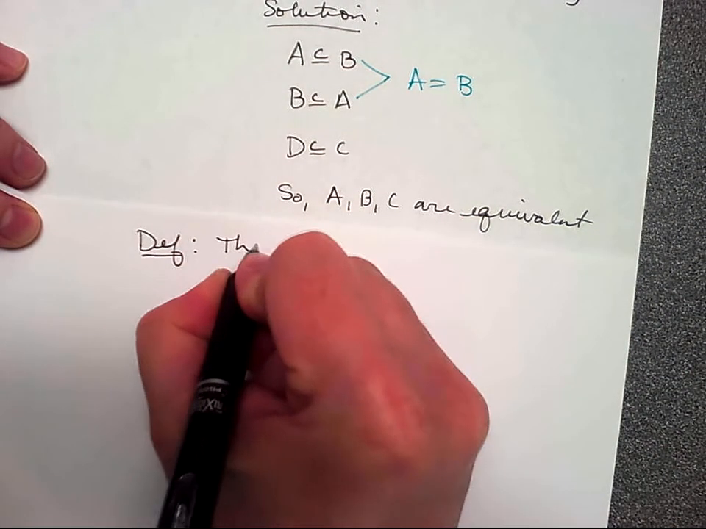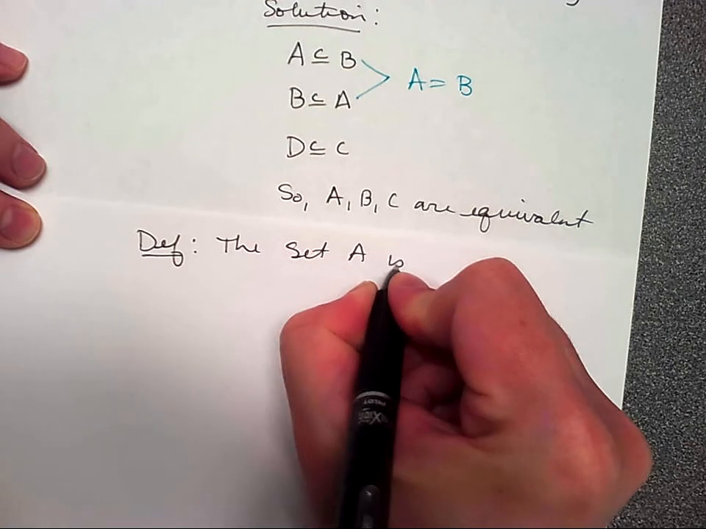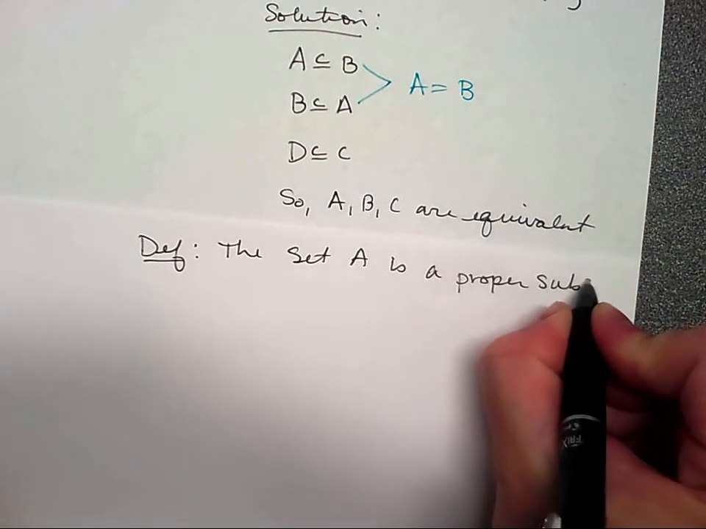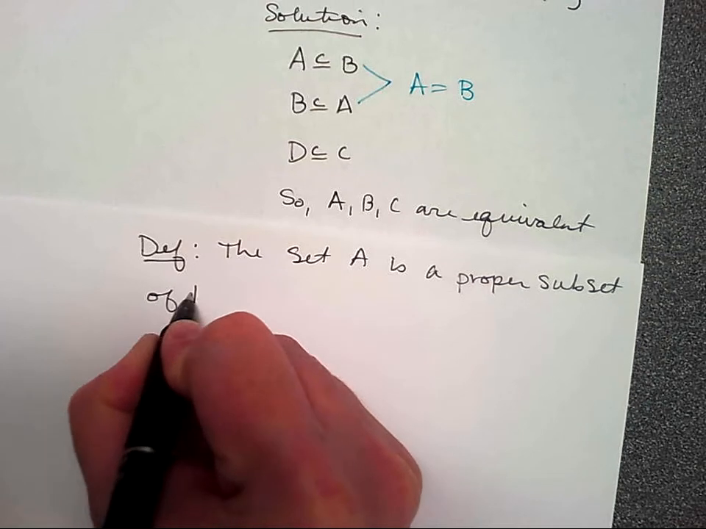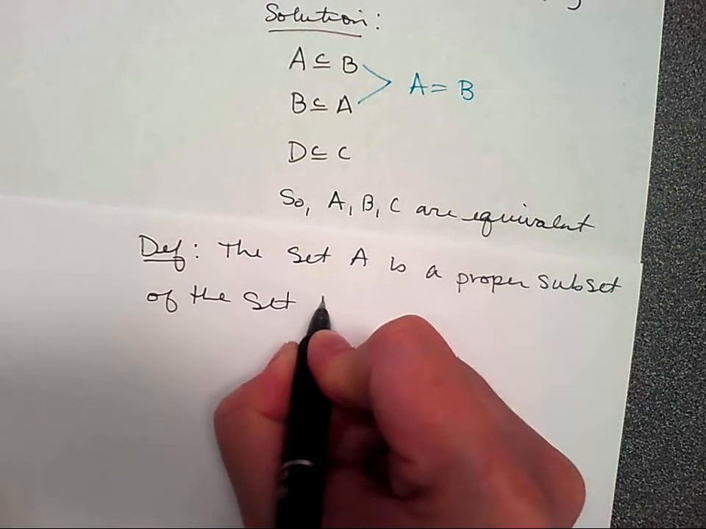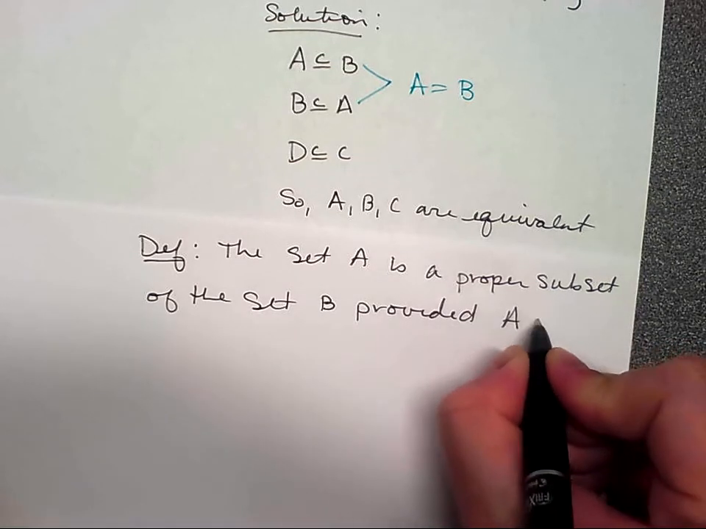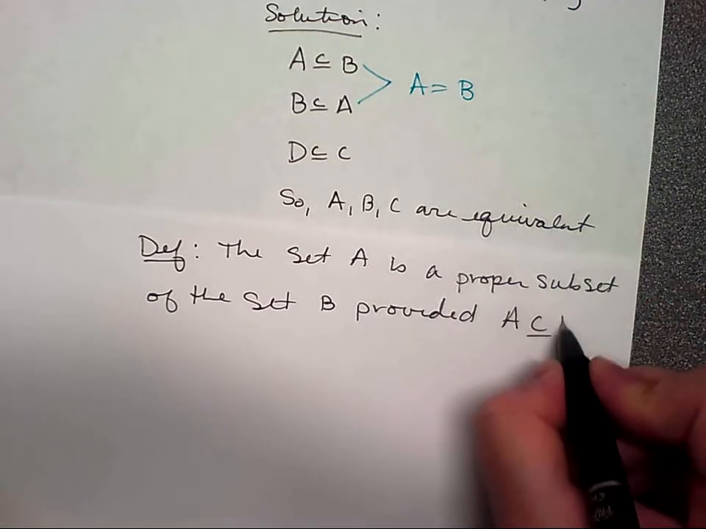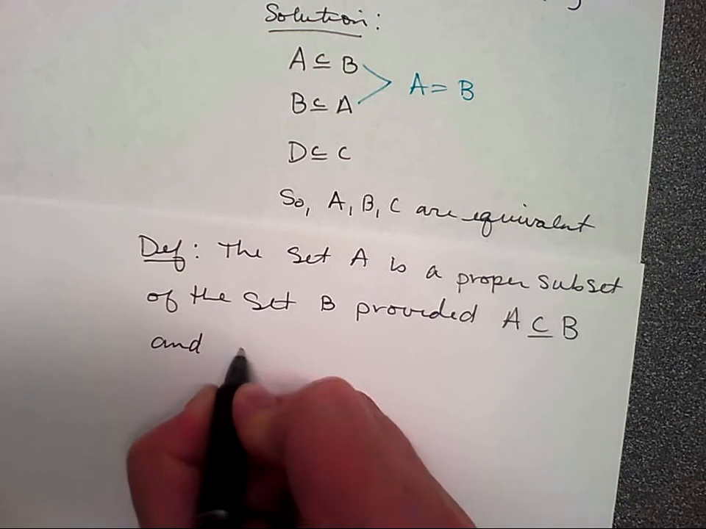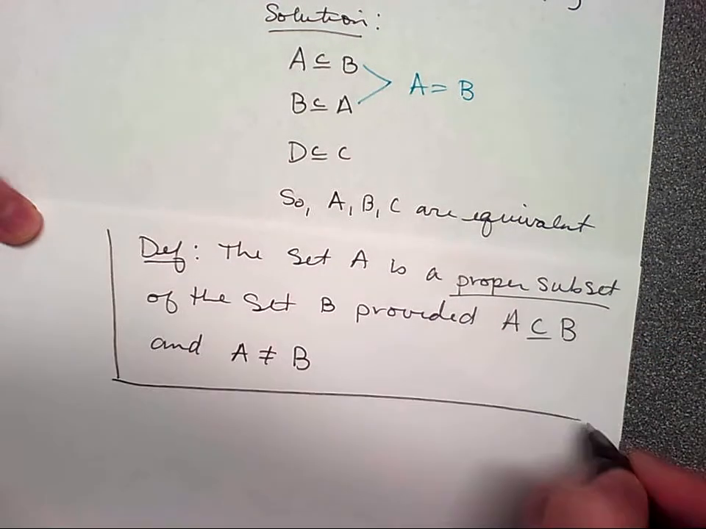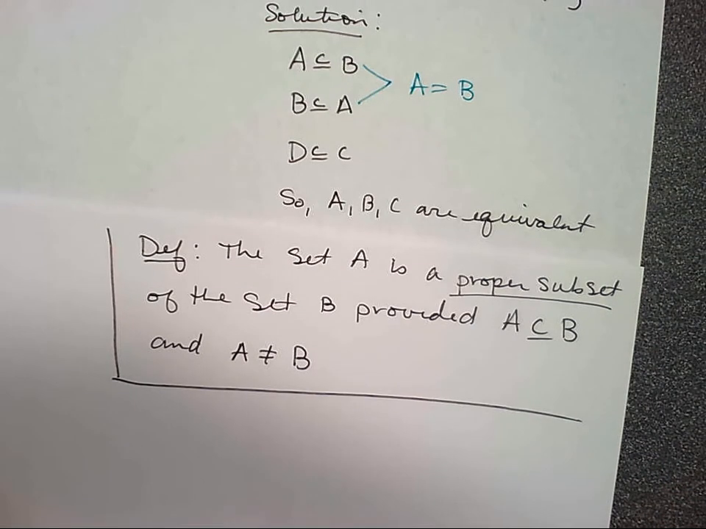Okay, so the set A is a proper subset of the set B provided A is a subset of B and A does not equal B. So we're defining proper subset. Okay?